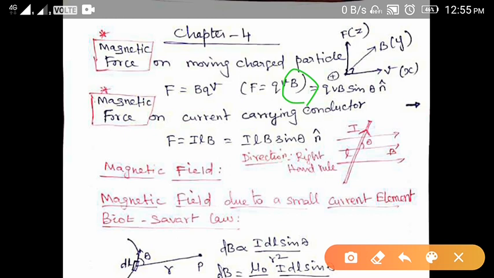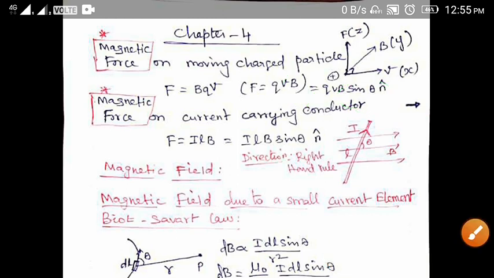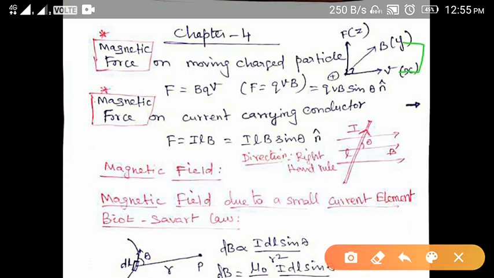So v cross B gives vB sine theta. So we can write qvB sine theta. Here sine theta comes from the right hand rule for the cross product, v cross B. The direction of the force will be 90 degrees to both v and B. So v and B form the xy plane, and the force experienced is in the z direction. That is given by the cross product. So this is also given by the right hand rule.